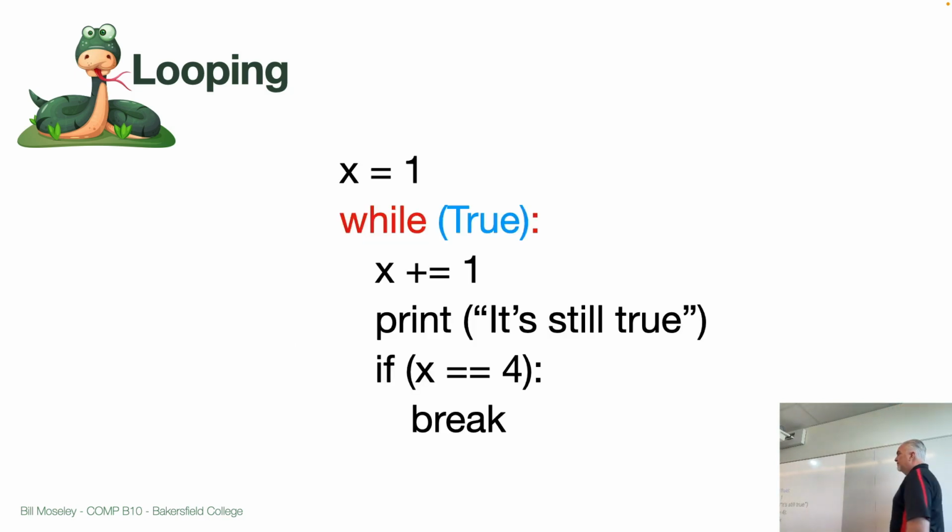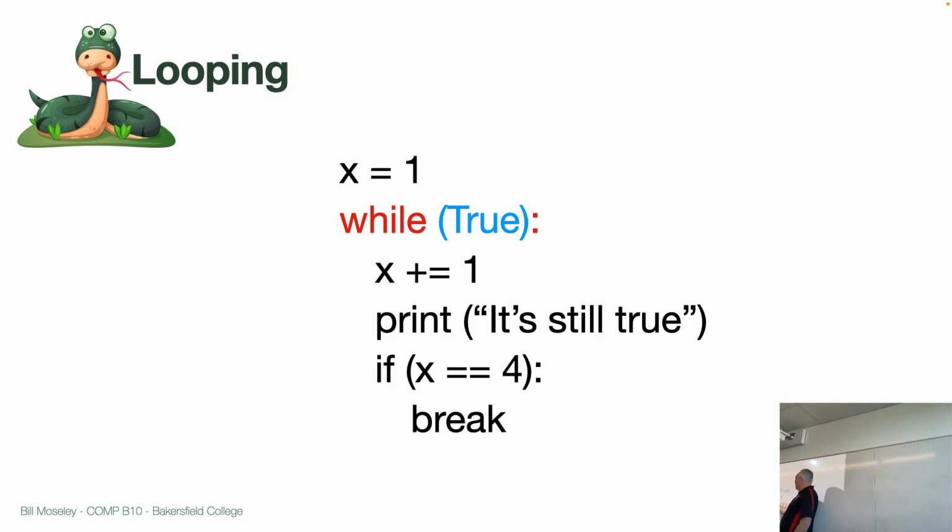Here's another way to look at the problem. This accomplishes the exact same thing, but in a different way. So I start with x equals 1, and I have a while true, which will run forever unless I tell it to stop.